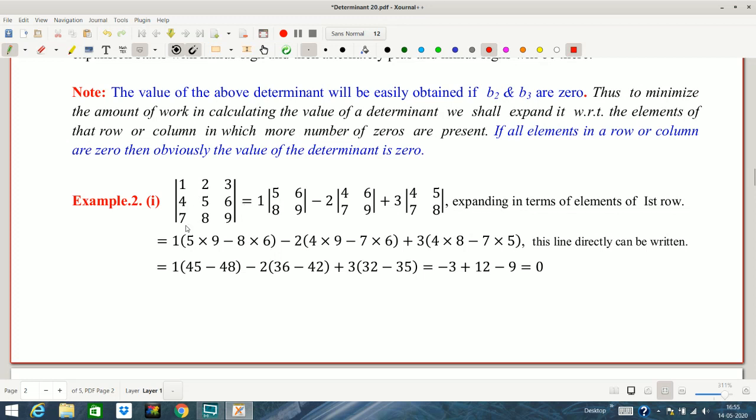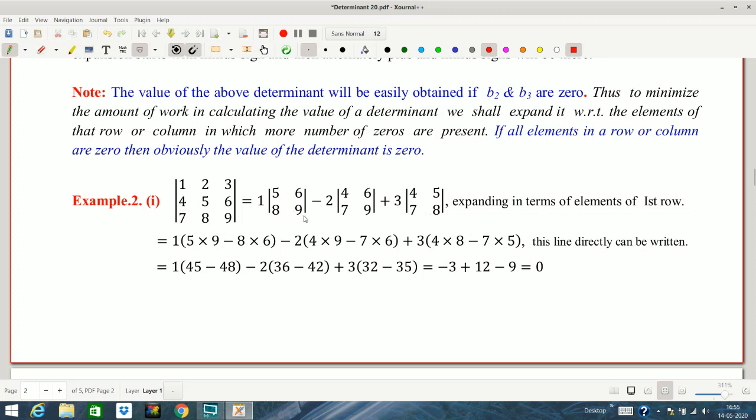As an example, let us calculate the value of this determinant: 1, 2, 3, 4, 5, 6, 7, 8, 9. Here 1 into, with the first row and first column omitted, what remains? 5, 6, 8, 9, a second order determinant. Minus 2 into, with the first row and second column omitted, what remains? 4, 6, 7, 9. Plus 3 into, with the first row and third column omitted, 4, 5, 7, 8.